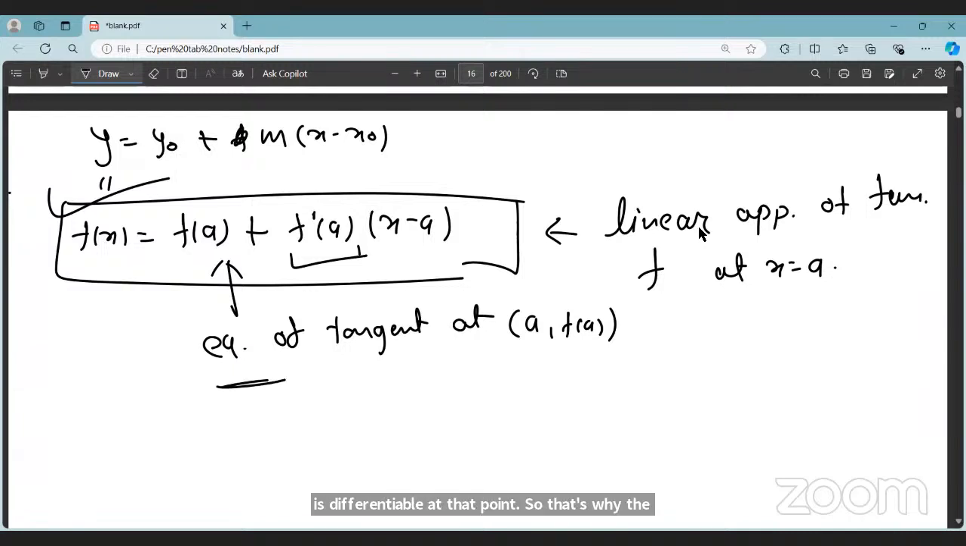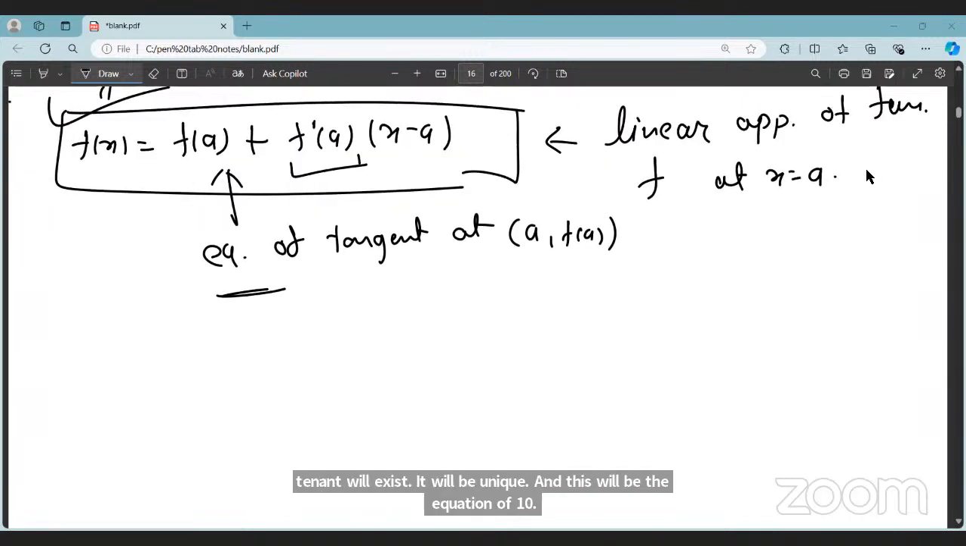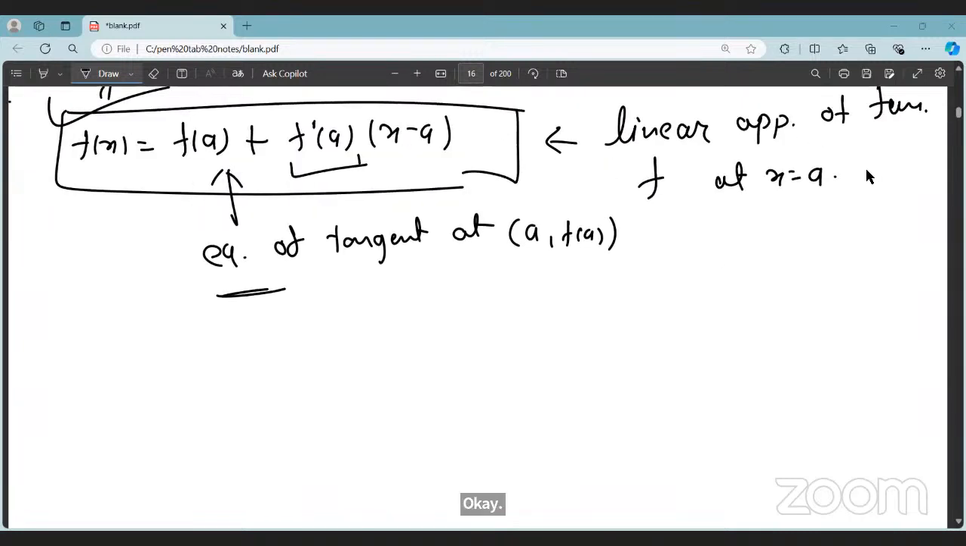Ma'am, if I want a tangent at a point, then I differentiate the function and put that point in the differentiated function, then I'll get the tangent at that point. No, that will be your slope, the slope of the tangent, not the tangent. The derivative at a certain point will give us the slope of the tangent, not the tangent.